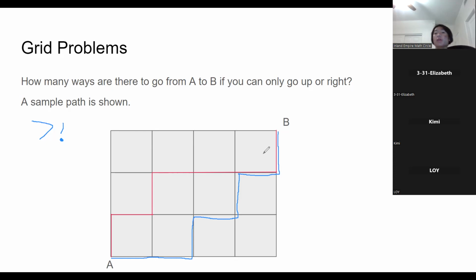Well, let's think about this. We have 7 factorial. That's not necessarily true, right? Because 7 factorial means it could choose right 7 times, and we can't do that. Oh, so we have to keep it with restrictions. Here's where the restriction kicks in, right? We can only move up 3 times. We can only move right 4 times. So anyone have any ideas for how to get around that?